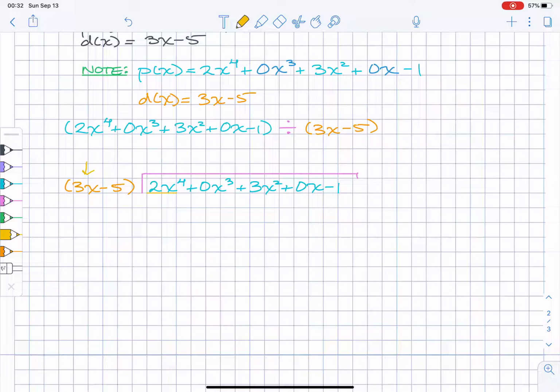Well, how do I get rid of the 3? I'd have to divide by 3. And how do I introduce a 2? Well, I'd have to multiply by 2. So I claim it's 2 over 3.